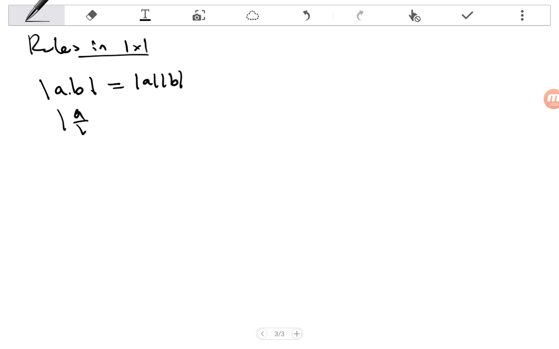We need to know some rules in absolute value. For example, we know that the absolute value of a multiplication can be distributed over the multiplication like this. Also on division, so it will be absolute A over absolute B. Another rule: absolute A squared is just equal to absolute A.